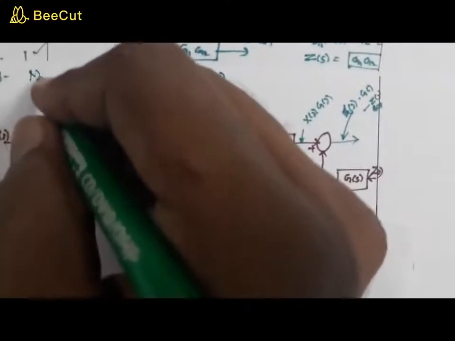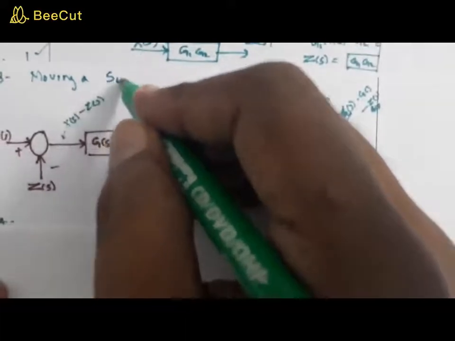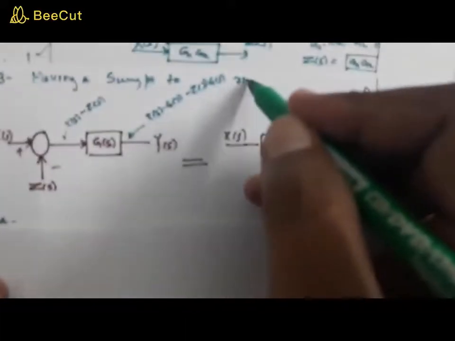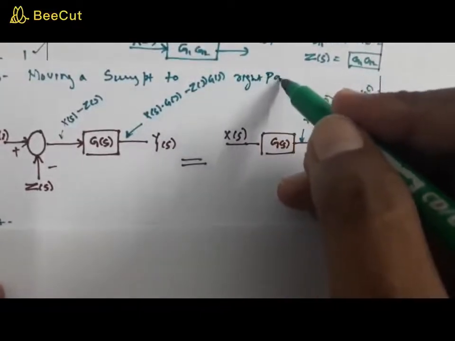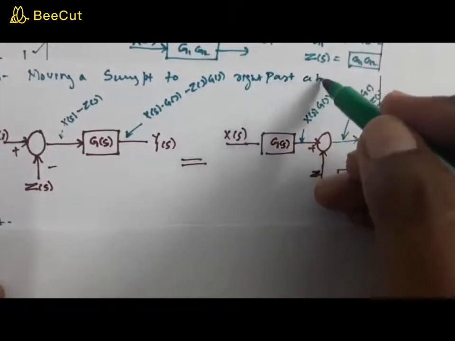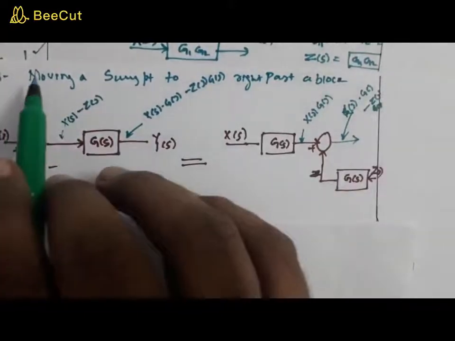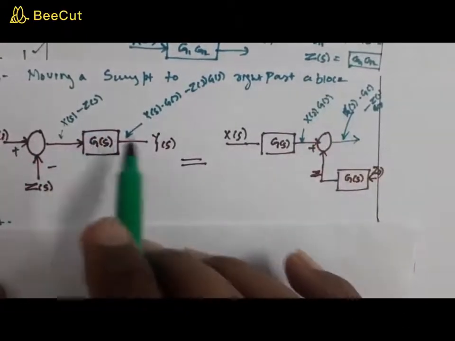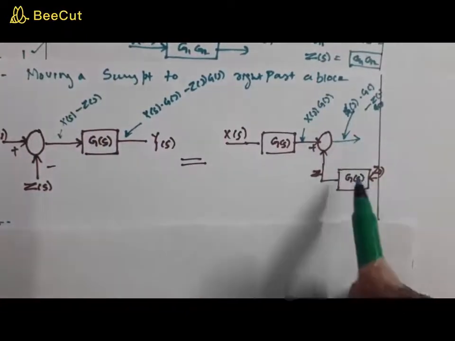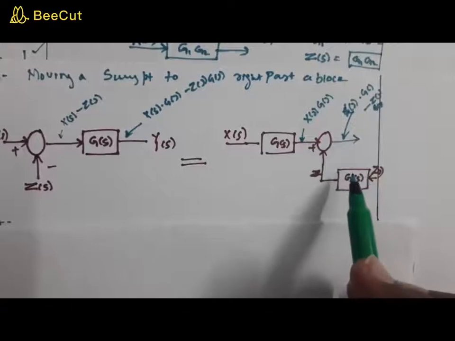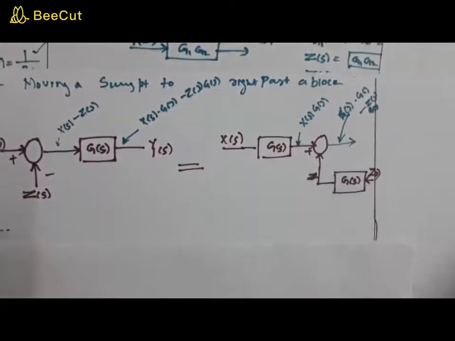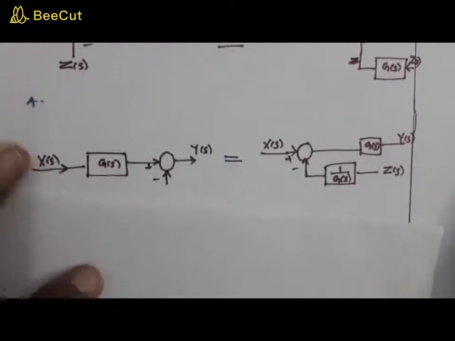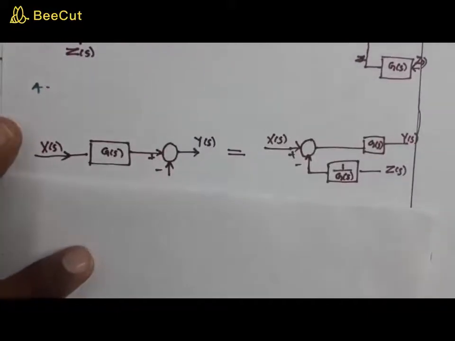So this is actually a scenario. Let us name the scenario. This is moving a summing junction or a summing point to the right past a block. Moving a summing point to the right past a block, that means to the right side of this block. The thing is that you need to make this change. Hope you understood this.